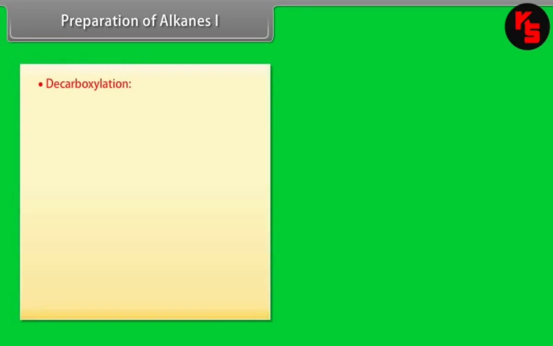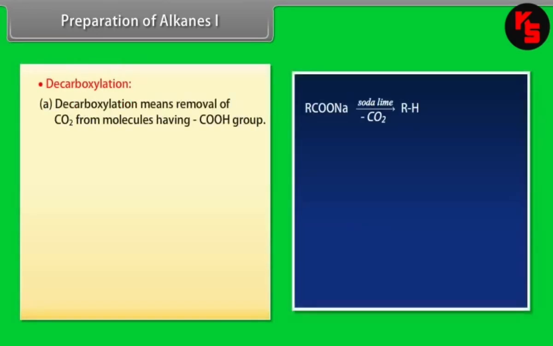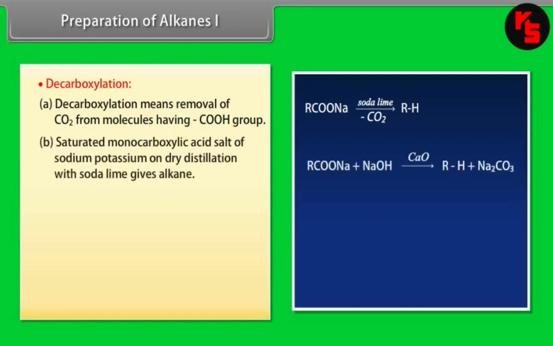Preparation of alkanes, part 1. Decarboxylation. Decarboxylation means removal of CO2 from molecules having a COOH group. A saturated monocarboxylic acid salt of sodium or potassium, on dry distillation with soda lime, gives an alkane.